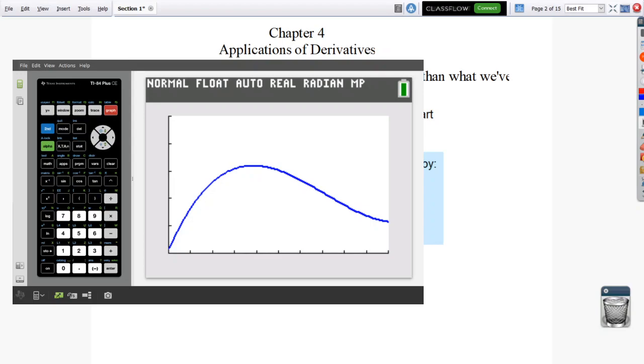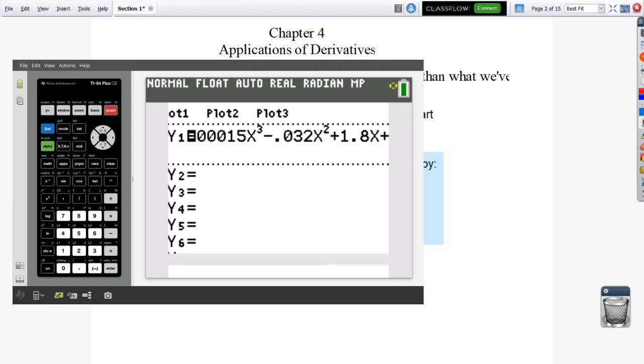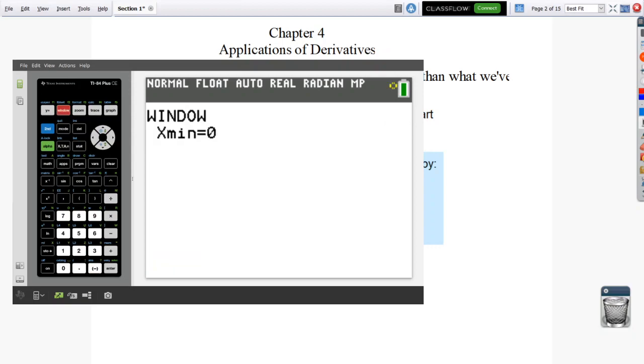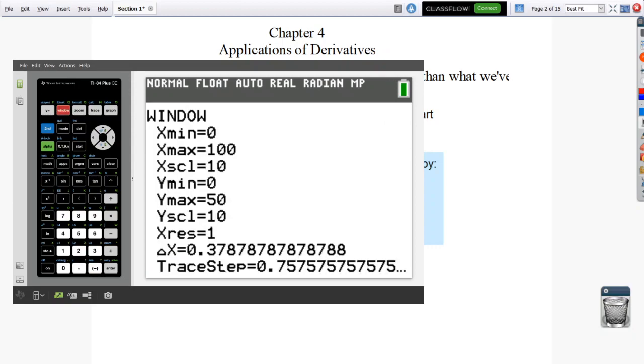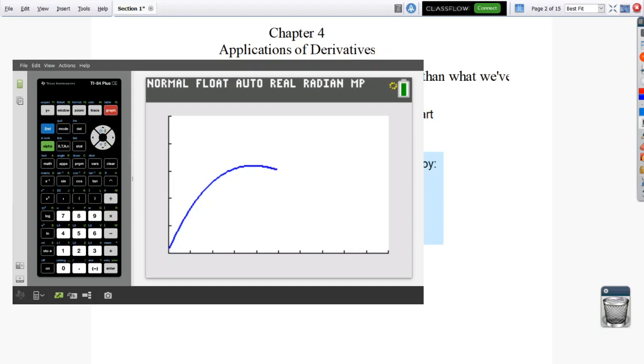So here's my calculator. I've plugged the function into Y1: 0.00015 x cubed and so on. My window, again, was 0 to 100 and 0 to 50. Those were the x min, x max, y min, y max for the graph. Now I can graph the function, and I can see it looks roughly like this.